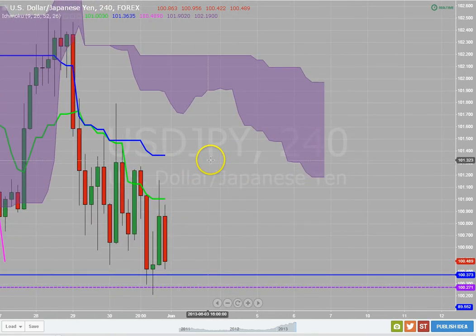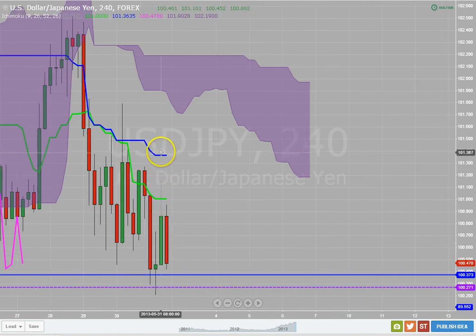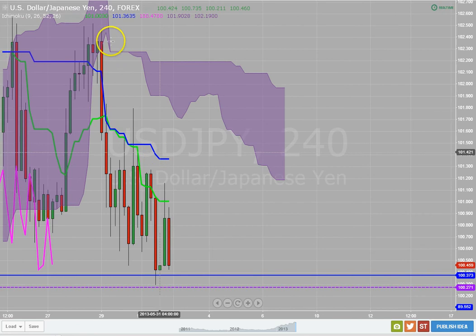Be an aggressive trader, and you can trade the bounce off of the Kijun-sen. If price retraces back to there, bounce off of the Kijun-sen, because that will be the 50% retracement level of this move from here to here. Retrace up to the 50 and then go.